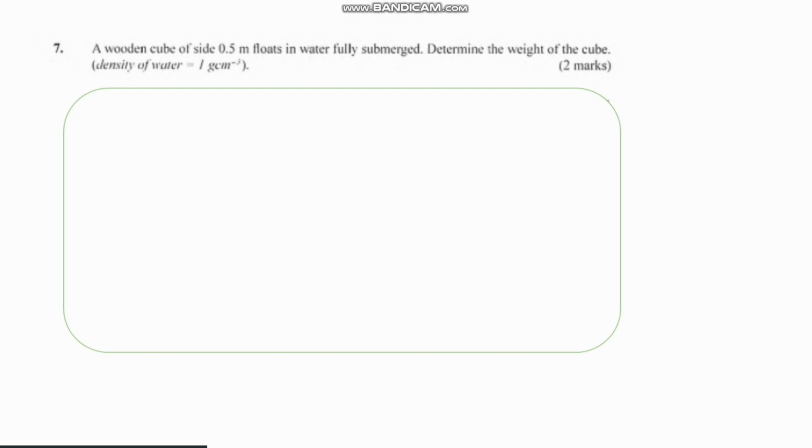And this question is based on the law of flotation, which states that a floating object displaces its own weight. Now we are asked to determine the weight of the cube. So if it is fully submerged, it means that this cube displaces water of the same weight as the cube.